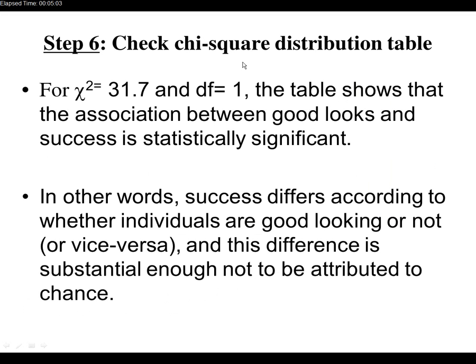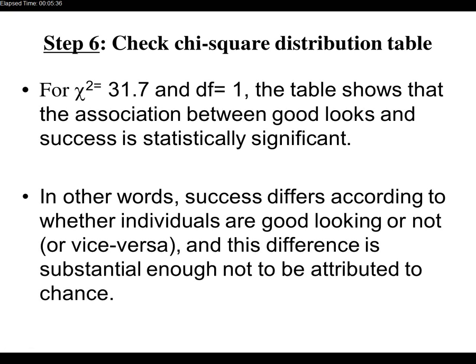Step 6, check the chi-square distribution table in the back of the book, and we find that for chi-square equals 31.7 with 1 degree of freedom, the table shows that the association between good looks and success is statistically significant at the 0.05 level. In other words, success differs according to whether individuals are good looking or not, or vice versa. And this difference is substantial enough not to be attributed to chance.